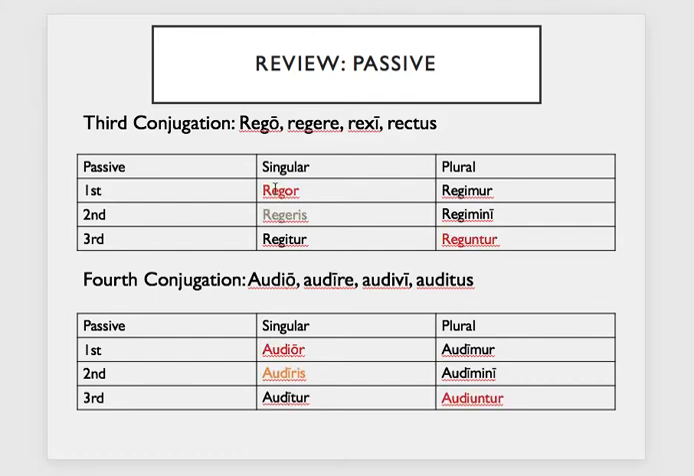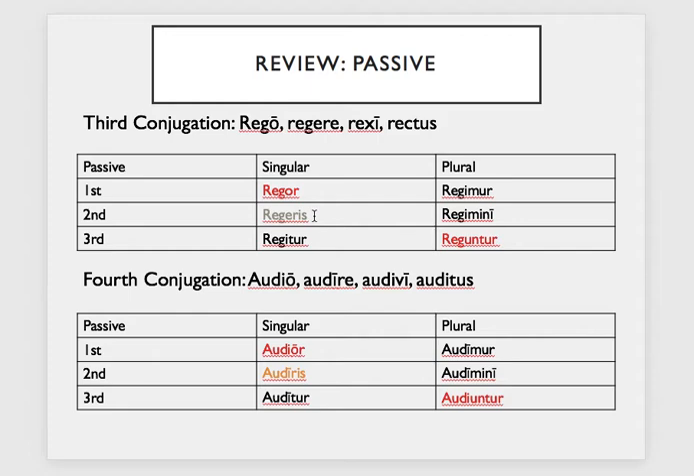We see regor versus audior. Again, the I's pop up in the same places, right? You're not going to have an extra I when there's already an I in the verb: regimor, regimini, regitor. But when we have a new vowel besides an I in there, we added in an I in the fourth conjugation. Okay, so regor as opposed to audior, and reguntor as opposed to audiuntor.